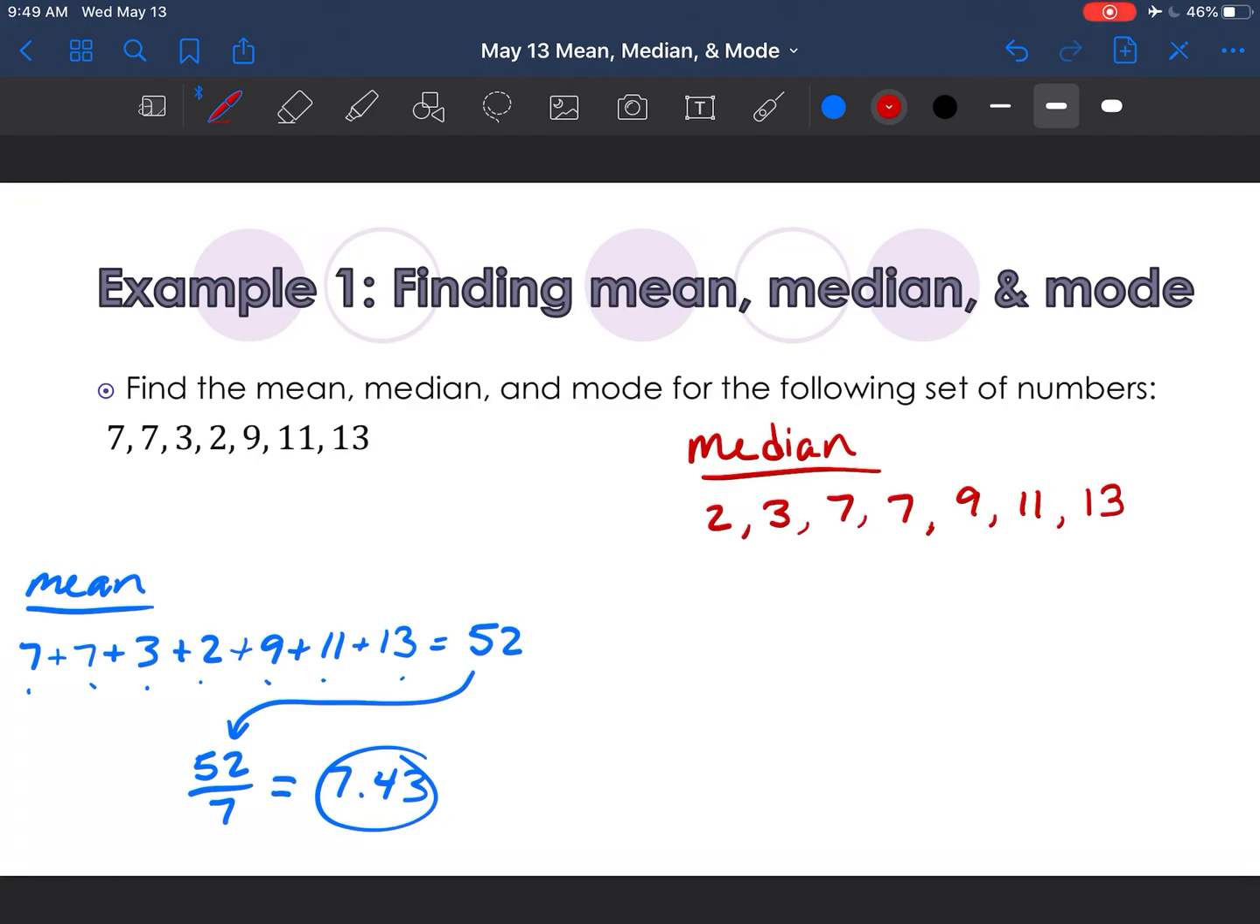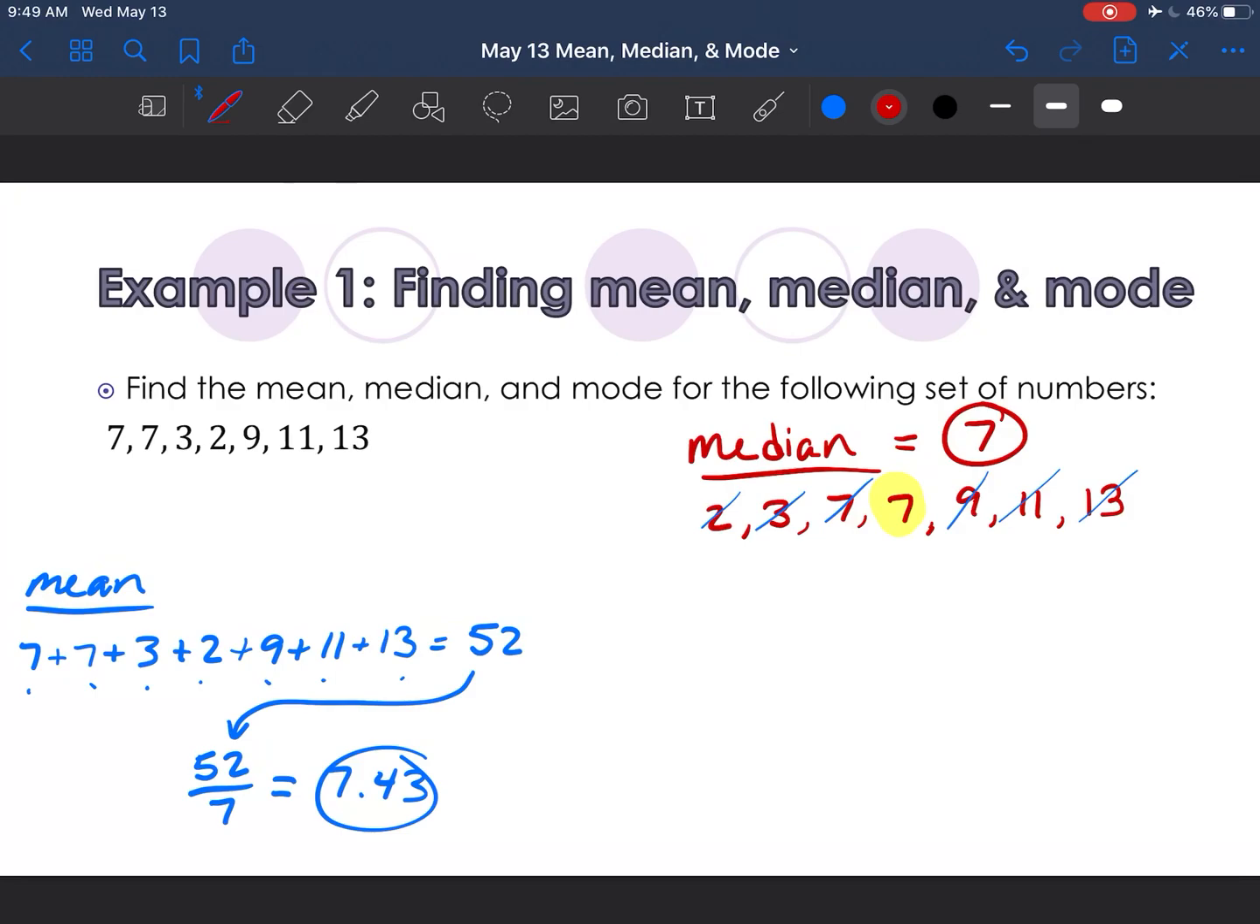Now that they're in order from least to greatest, I'm going to find the number that's in the middle. To find the number in the middle, I usually just cross them off, one from each side, till I get to the middle. So cross one from each end, cross one from each end, cross one from each end, and that 7 right there is going to be the number that's in the middle. So the median is 7.